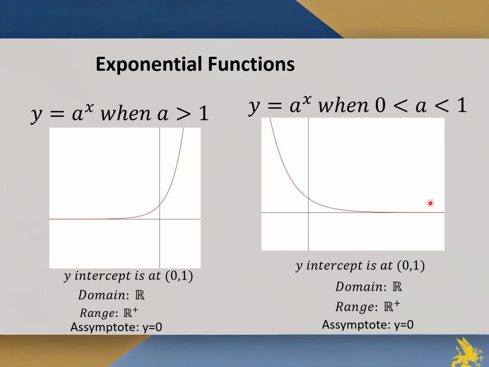So one of the things you'll notice with an exponential function is that our domain is all real numbers, and our range is always going to be all positive real numbers. So there is an asymptote right here at y equals 0.